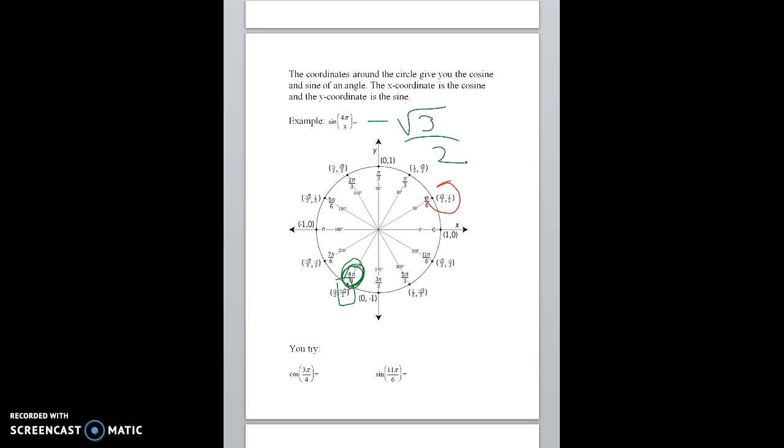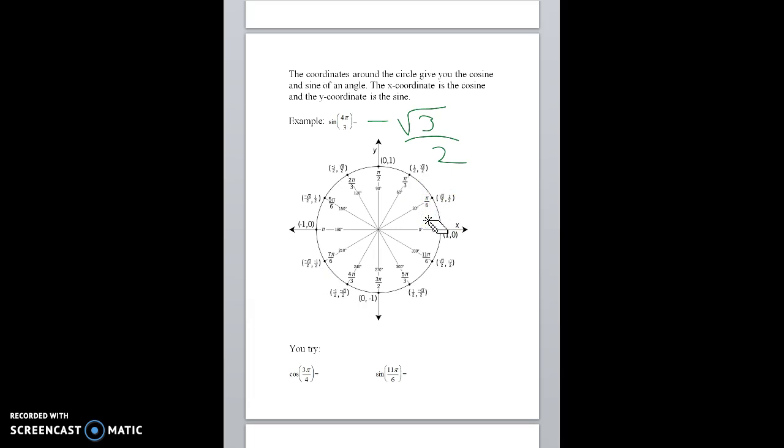So there are 2 example problems at the bottom of this page. Why don't you go ahead and try those, pause this, try them on your own, and then when you think you have the answers, unpause it, and I'll write in the answers in just a second. Okay.